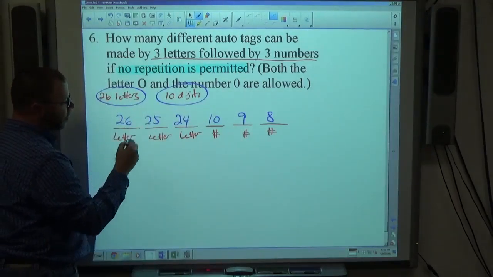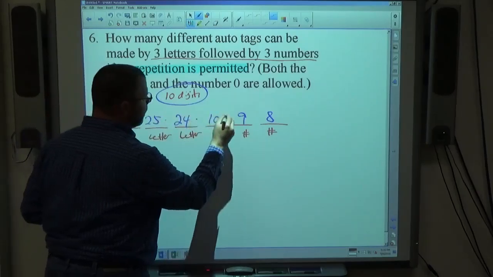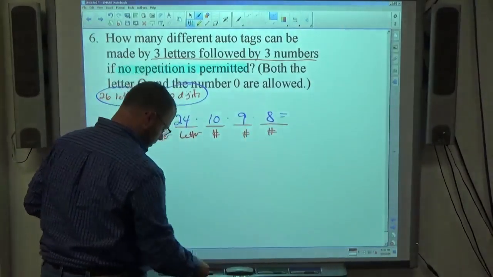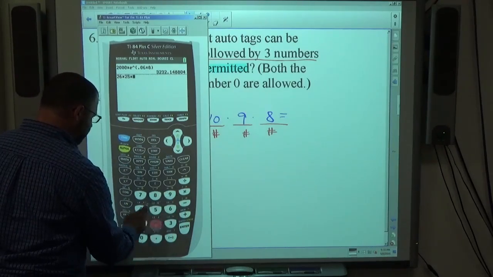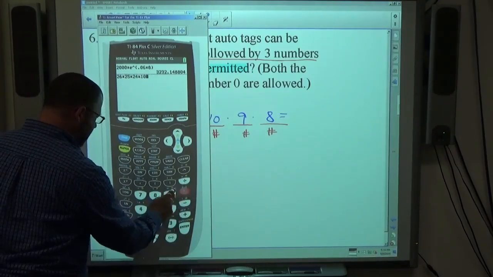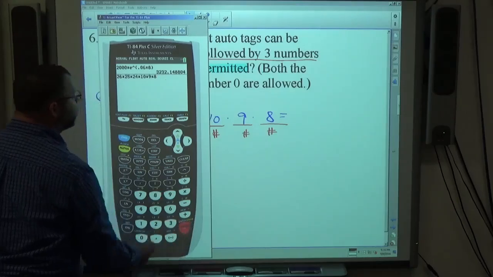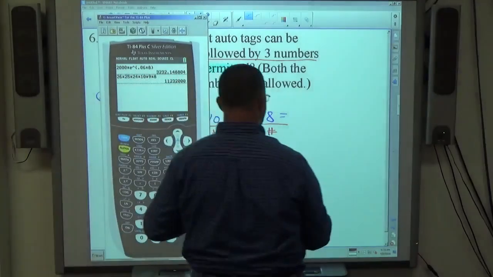Once we get how many in each location, multiply the numbers together to get the answer. I simply have to type in 26 times 25 times 24 times 10 times 9 times 8. And it comes out to 11,232,000.